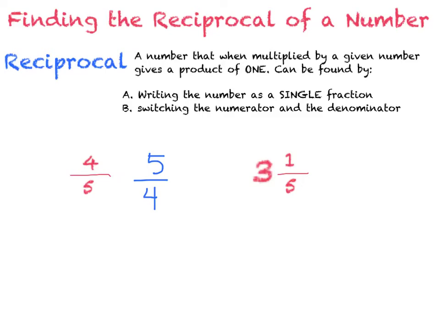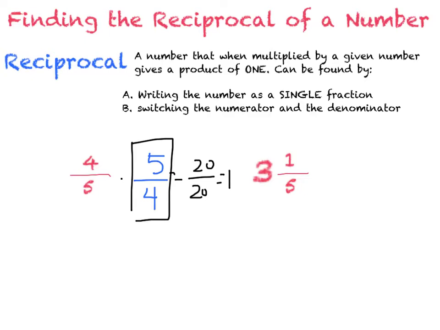Now let's talk about the definition of reciprocal and why this procedure always works for finding the reciprocal. To be a reciprocal, if we multiply the number by its reciprocal, we should get a product of 1. Well, if I were to multiply 4/5 times 5/4, my numerator would be 4 times 5, which is 20. My denominator would be 4 times 5, which is 20. And so I would get 1. So the reciprocal of 4/5 is going to be 5/4.